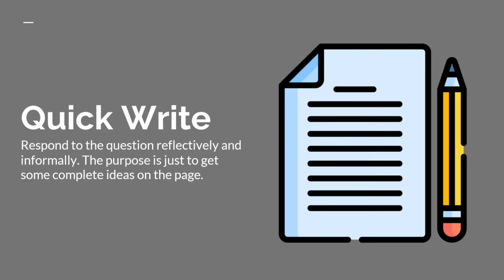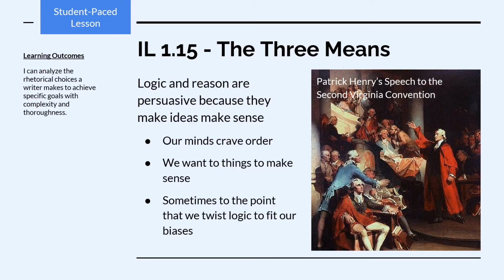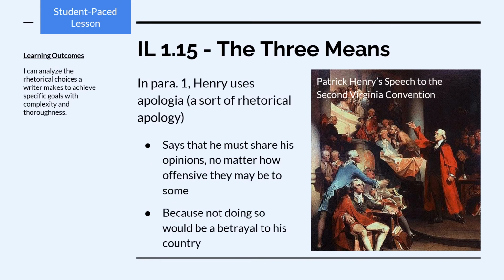Before we move on, let's do a quick write over persuading through logic and reason. Logic and reason are persuasive just because they make ideas make sense. Our minds crave order. We want things to make sense. And we want that so much that sometimes we're willing to twist logic to fit our biases. So logic and reason are very, very persuasive. Let's move on to another example from Henry's speech.